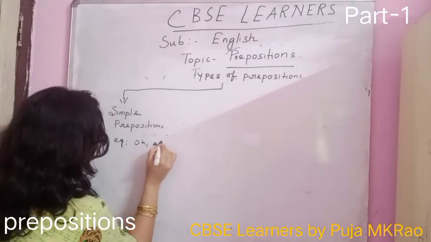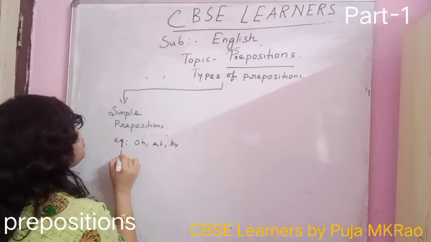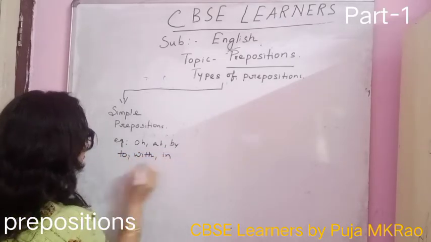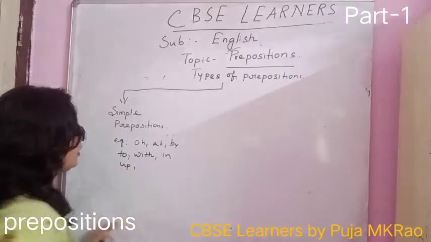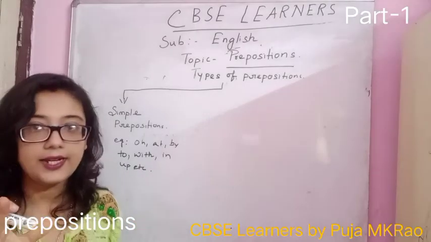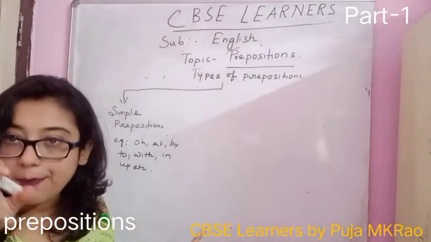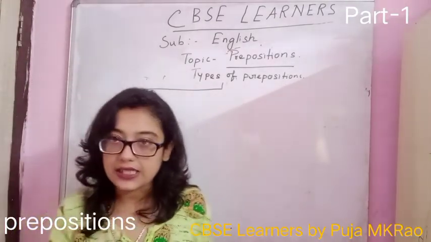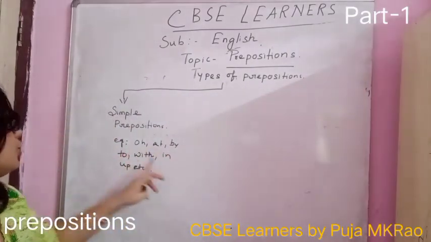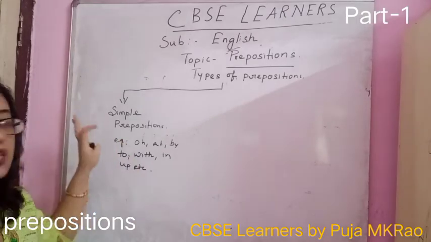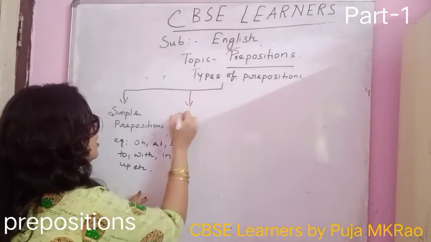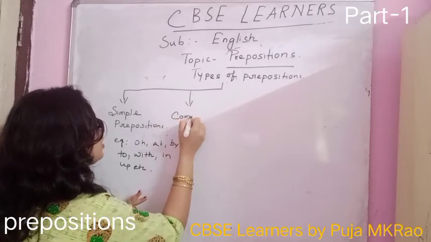So first, simple prepositions. What are the simple prepositions? On, at, by, to, with, in, up. These are all simple prepositions, and as I said, these are all monosyllabic. They are only having one syllable, only one word, right? So on, at, by, to, with, in, up, etc. These are all simple prepositions. Next type of preposition is compound preposition.